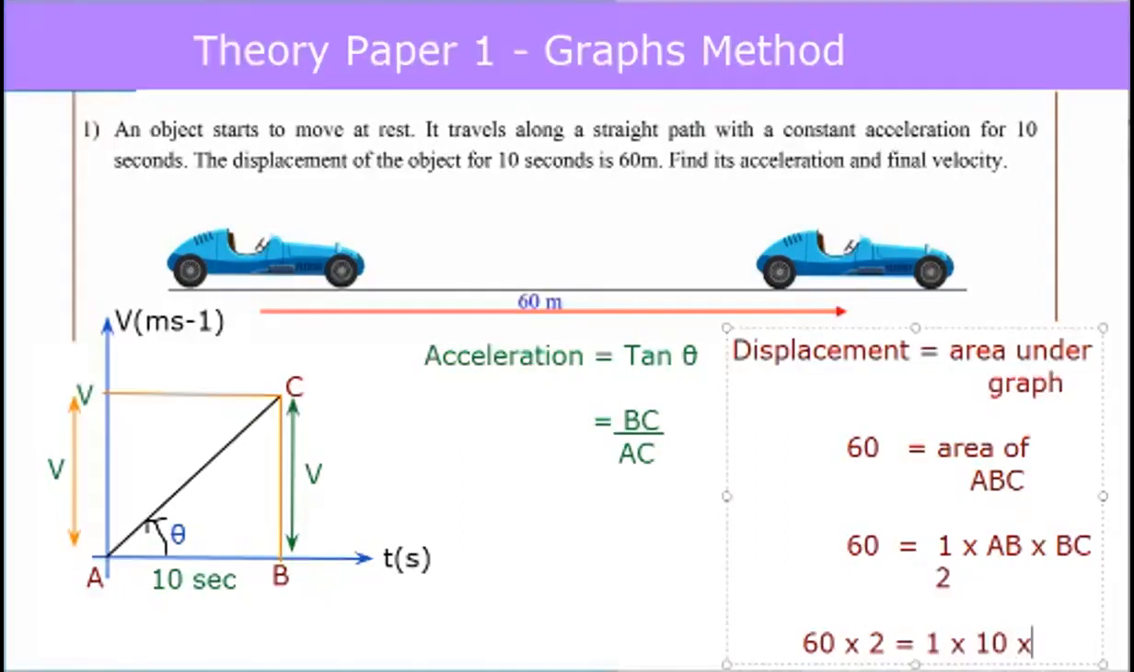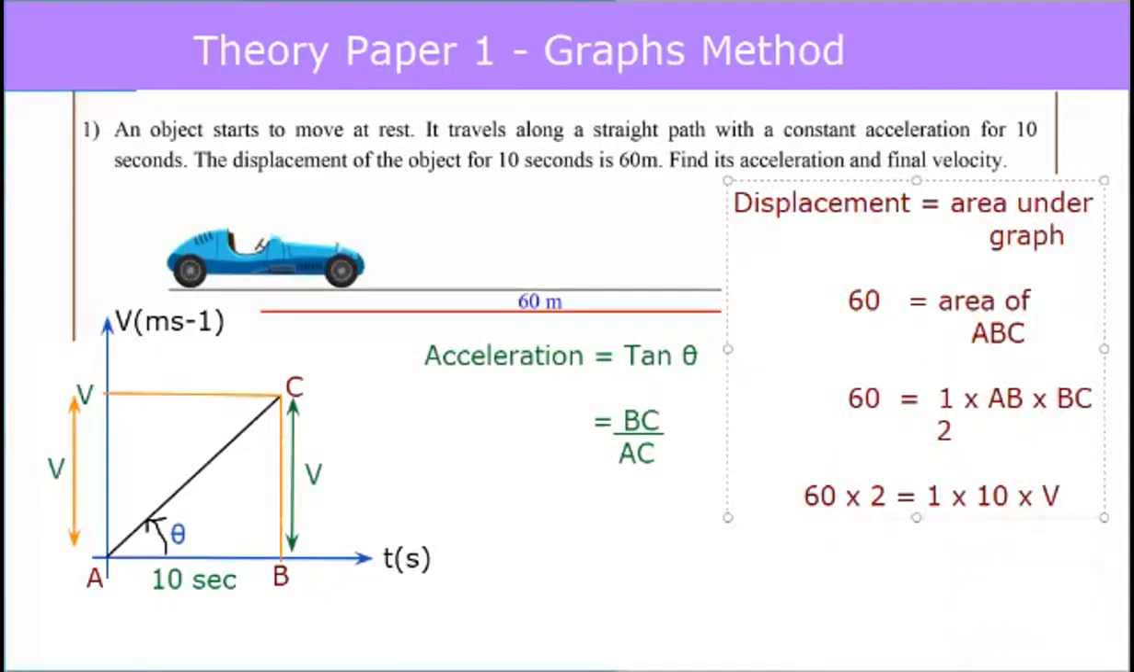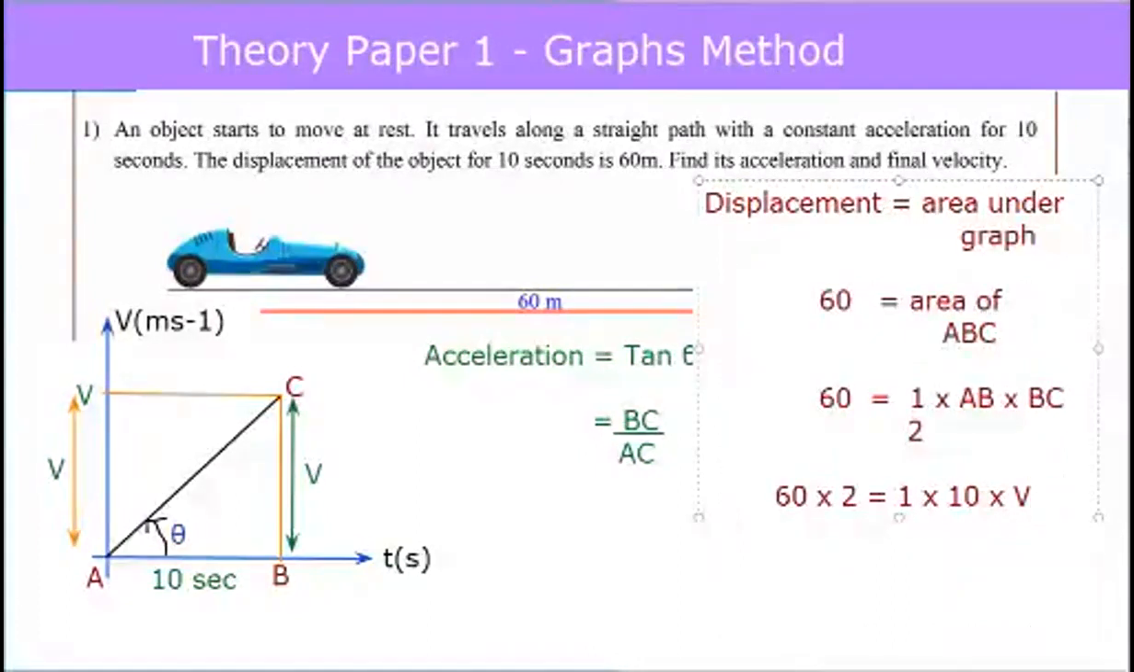AB is 10. What is BC? Lamai, what is BC? V, sir. BC is V. Can you find V from this? Can you find V from this and send your answer to my Zoom chat right here? Start.